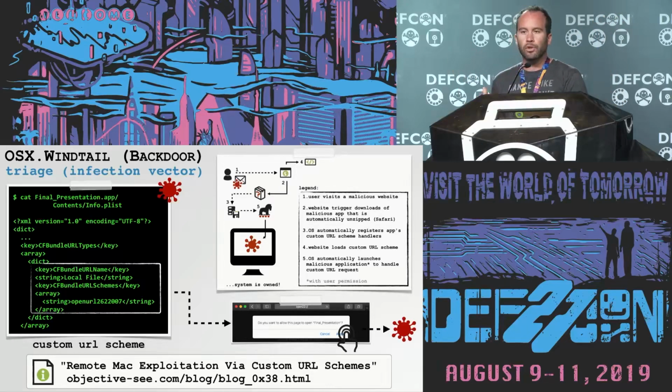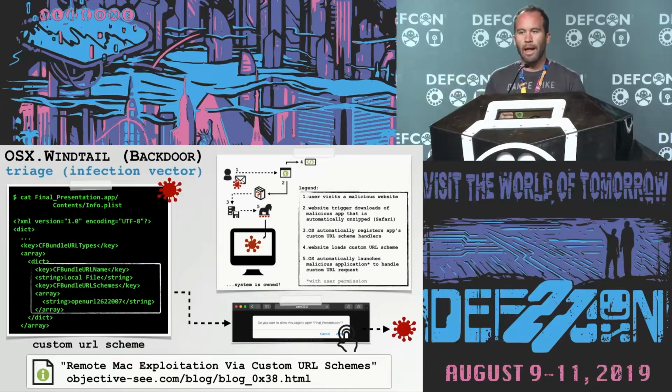And the way it was able to infect fully patched Mac systems was by leveraging a legitimate functionality of macOS by abusing something called custom URL schemes. Now, I've written a long, detailed blog that really dives into the technical underpinnings of this, but in a nutshell, on macOS, as soon as an application is saved to the file system, even before the user has run it, macOS parses that application, and if that application supports custom URL handlers, macOS will automatically register it.